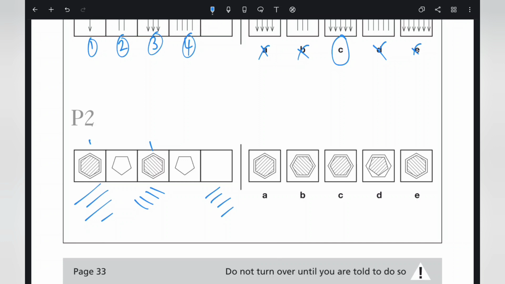So if we look at it in further detail, the only one that meets that criteria, if you look carefully, is in fact A. Because if you look at A and compare it with these two, it's the same outer shape, same inner shape, and it still observes the pattern or the angle within the shape. So this is how you would answer the question for P2.